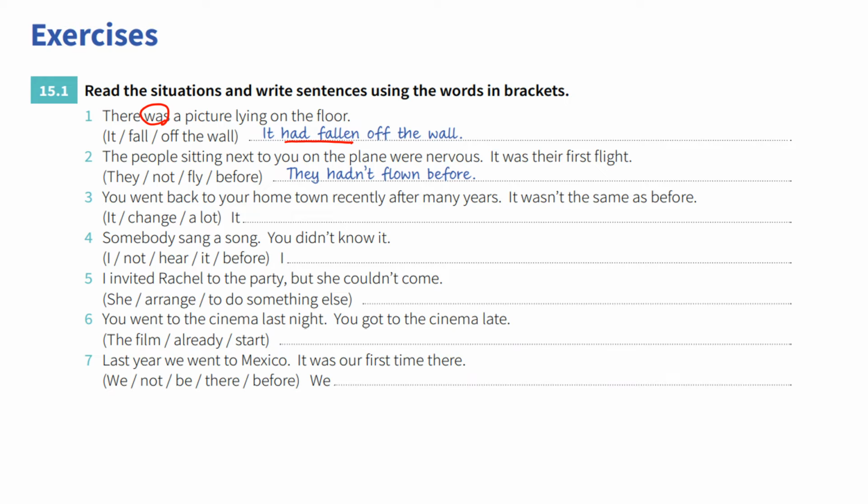The people sitting next to you on the plane were nervous. It was their first flight. They hadn't flown before.